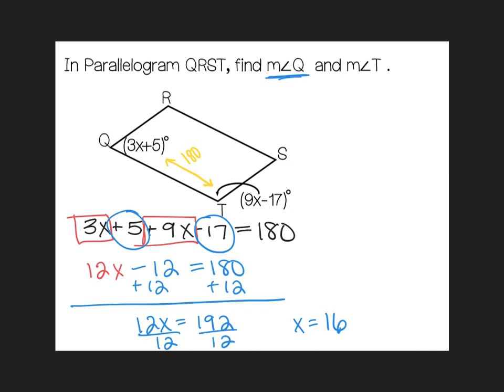Make sure you read the question carefully. It says find the measure of Q and find the measure of T. So you need to plug that into both angles. So for Q, it'd be 3 times 16 plus 5. So that's 53. And for the other one, it's 9 times 16 minus 17. That's 127.